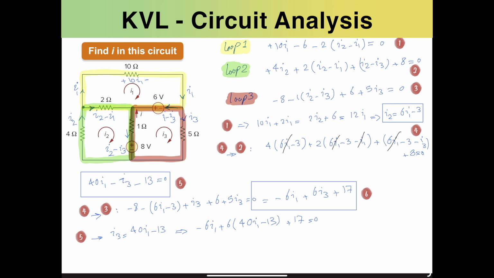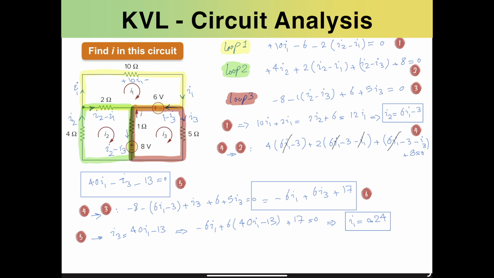So essentially now we have one equation with one unknown variable, that is i1 only. If you simplify this, you would get i1 to be around 0.24, roughly. So that is i1's value after all of these calculations.